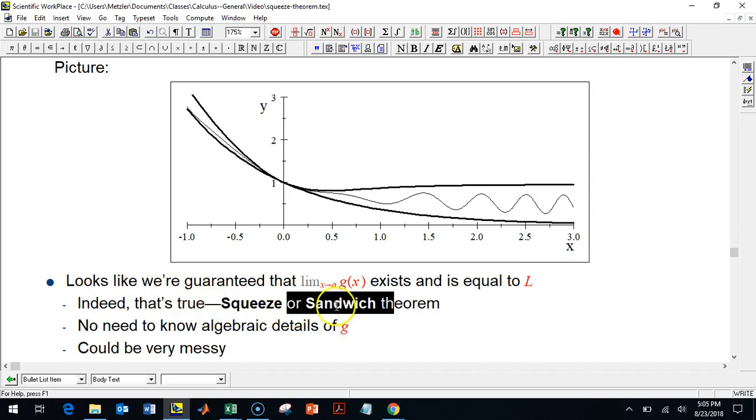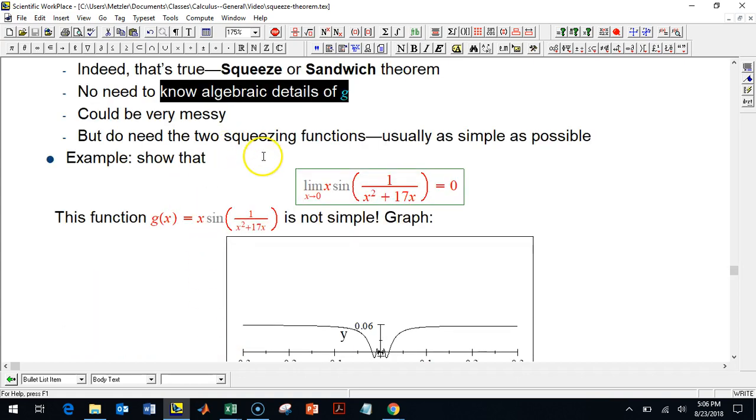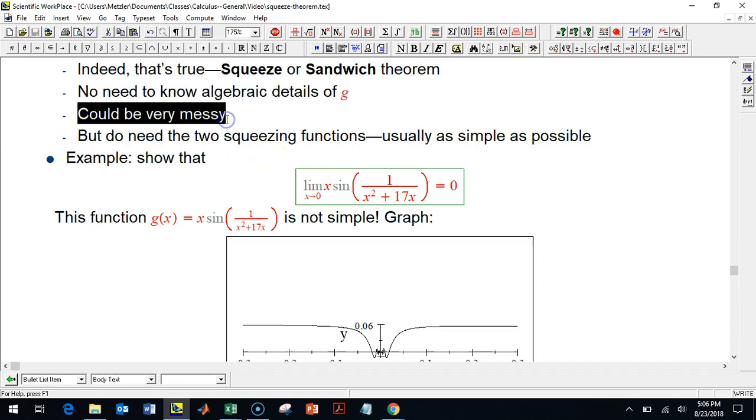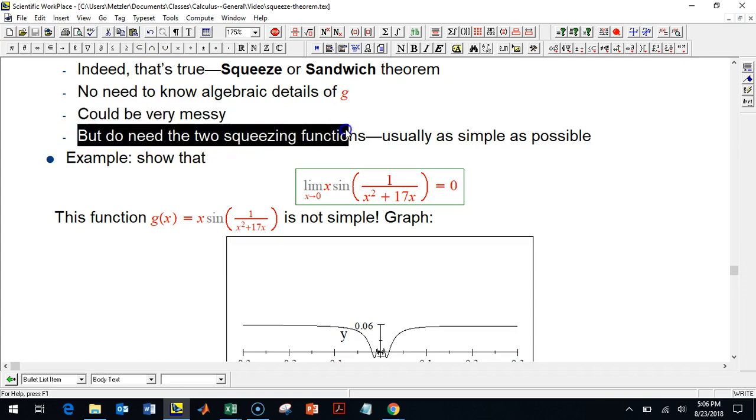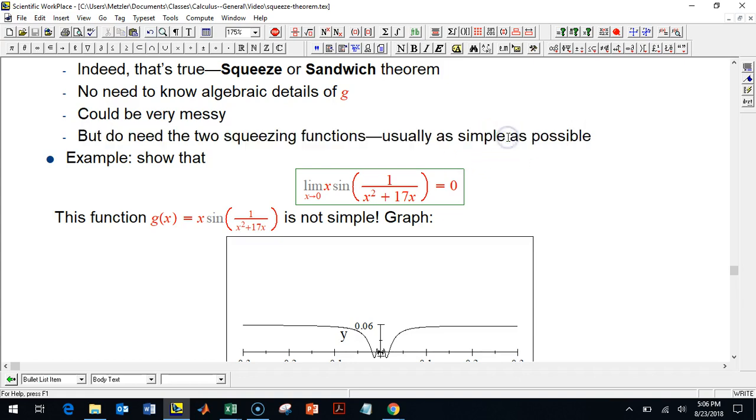Some people call it the sandwich theorem. But the squeeze theorem is probably a better name to emphasize the squeezing down to no wiggliness, no variability. We don't need to know the algebraic details of g. We're going to need to show that it has that squeezed property. G could be a very messy function because we only need to understand some inequalities. And that's often much looser and more powerful than trying to show an equality. We do need the two squeezing functions, and usually we want those to be as simple as possible so we can calculate the limits.